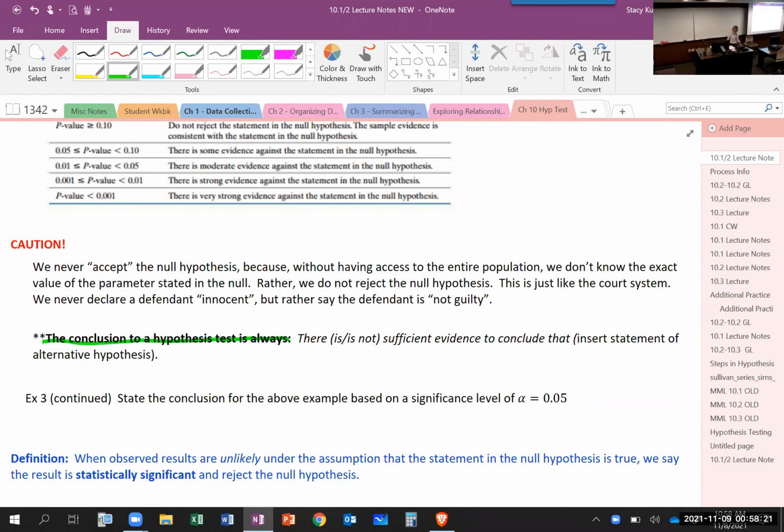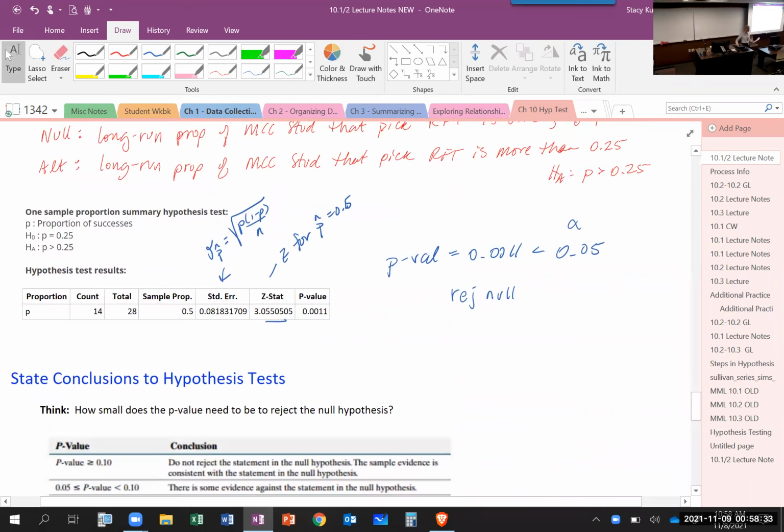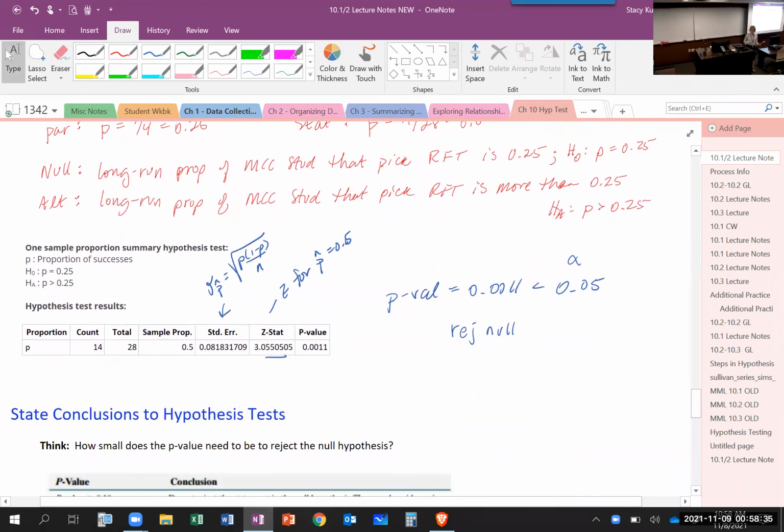So our conclusion, based on the problem we were just looking at, says that we rejected the null, correct? For the flat tires, right? We rejected the null. So this would look like: there is sufficient evidence to suggest that the number of students who pick the right front tire is more than 2.25. I restated the alternative. Now we'll talk about how you can remember that when we come back to class.